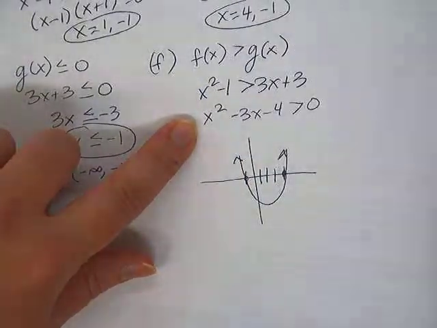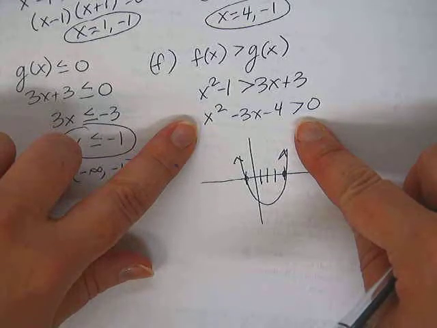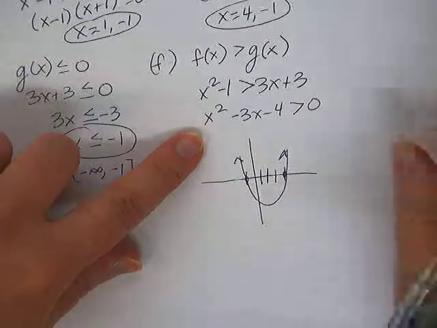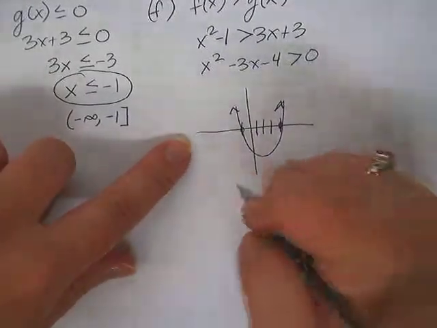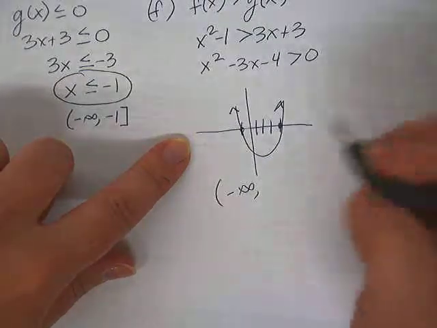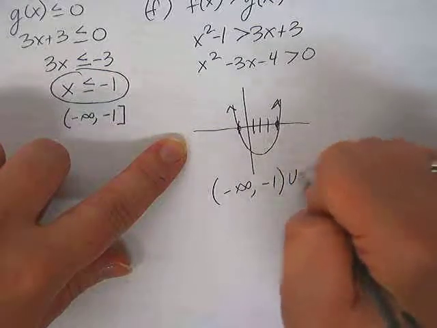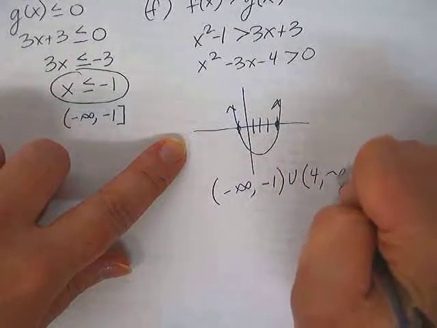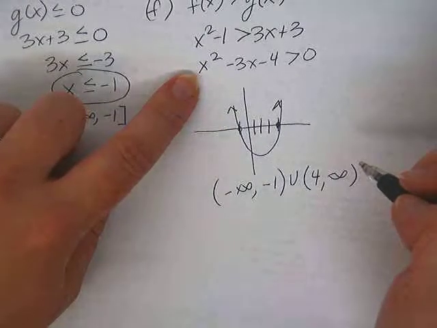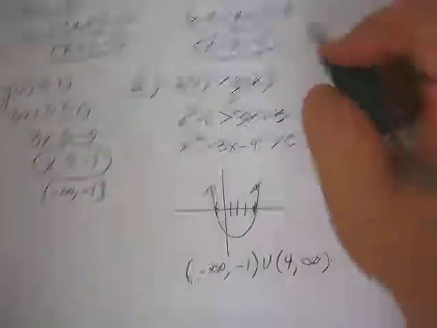Well, what direction is this quadratic facing? Which way does it go? It goes upward. What direction is our sign? It looks greater than to me. Greater than 0. So where's the solution? Negative infinity to where? Negative infinity to negative 1, and then 4 to infinity. Because again, it's the pieces that are above the x-axis, right?